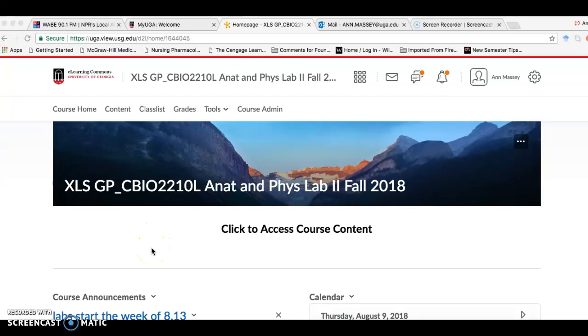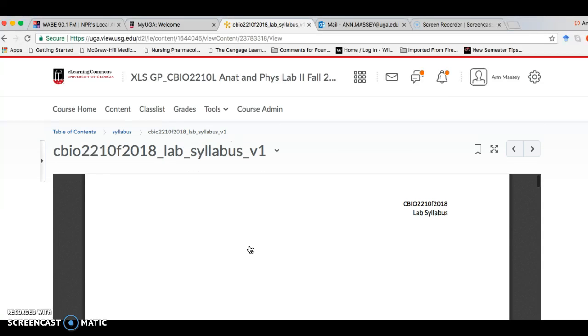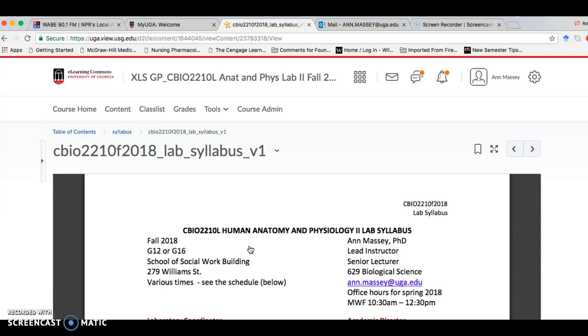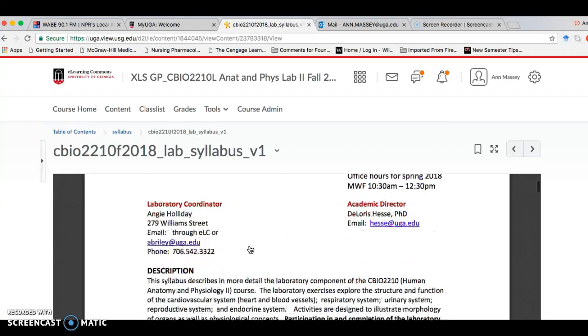So if we start here on the home page for our cross-listed course, and remember that this is the ELC page for all of the students who are taking lab this fall, so everybody will access all of their information here. Let's go ahead and go to the course content, and let's start with the syllabus. Now, if you've taught with us before, you'll see the syllabus is actually not changed very dramatically.